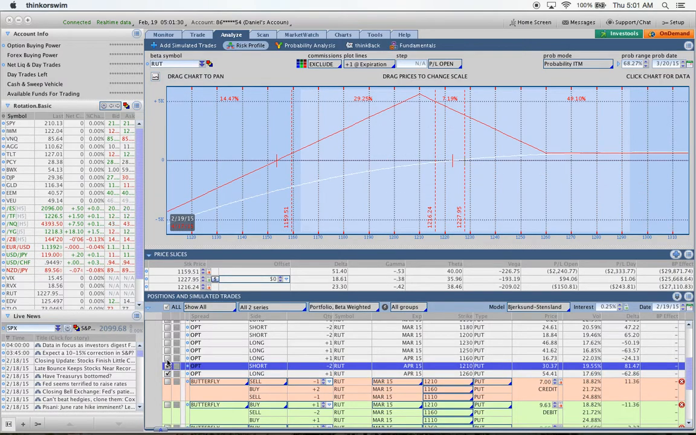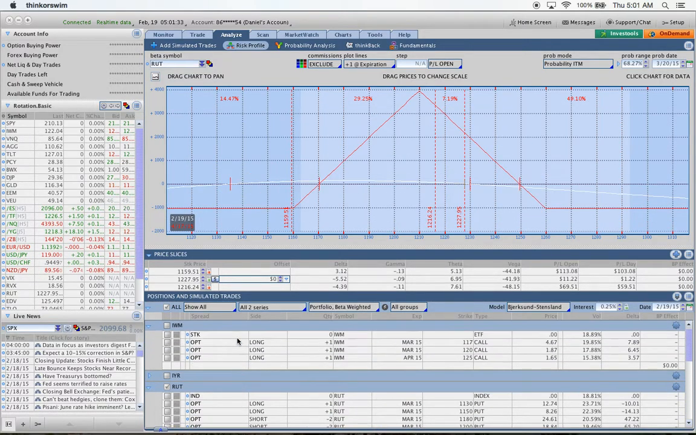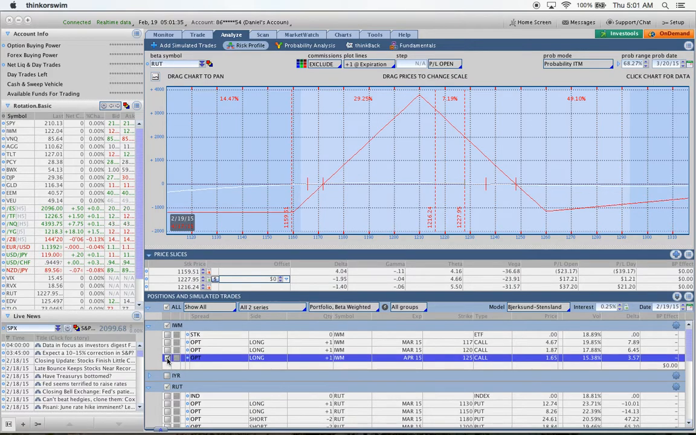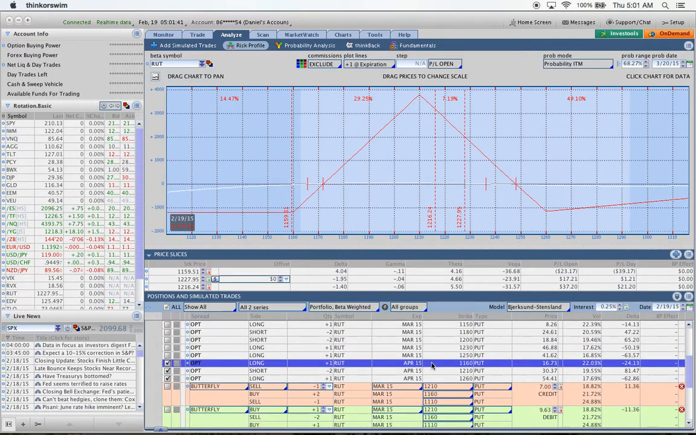So yesterday, I opened a new April butterfly in the RUT, and I bought a long call. So I bought a 125 IWM call to hedge the upside in the April butterfly. The April butterfly is centered at 1210, and this was opened, probably RUT was about 10 or so points higher than that. It was somewhere in the neighborhood of 1220, we could call it, maybe even slightly higher than that. And this is what the position looks like as of today. So it has a small open profit right now, $17.